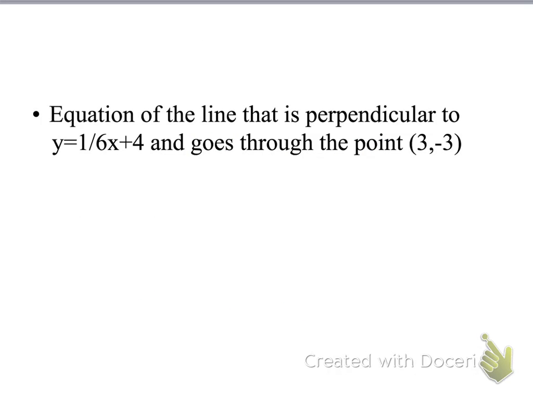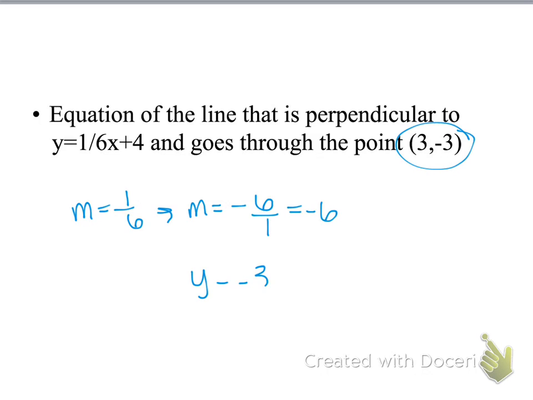So my next one, my original slope is 1/6. So I do the double flip. I flip the sign. It becomes negative. I flip the fraction. It is now 6 over 1, which is the same thing as negative 6. And now it has to run through this point. So y minus my y value equals my new slope, x minus my x value. And then 2 negatives make a positive.